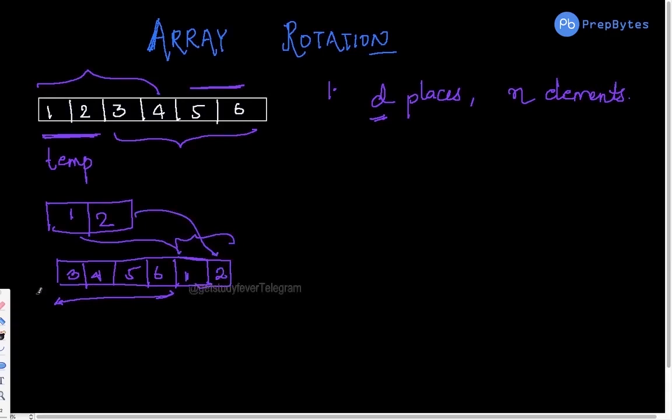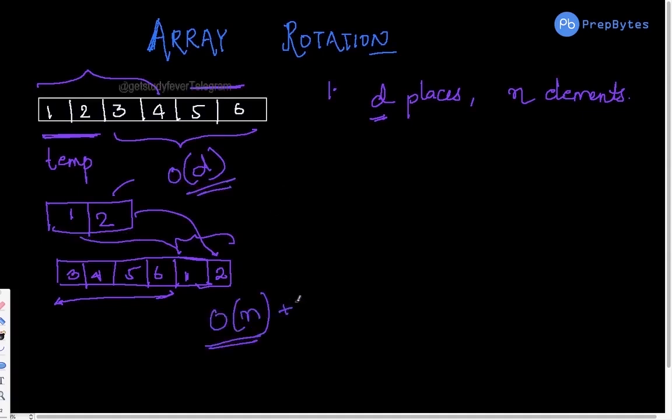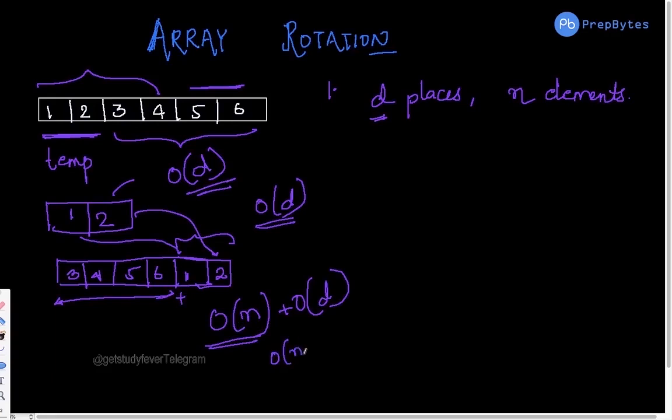So if you see in this particular case, what will be the time complexity and what will be the space complexity? So the space complexity, as we can see, is O of d, and time complexity is O of n plus O of d. So what are the operations we are doing? First, we are copying these 2 elements here. So here the time complexity becomes O of d, and then we are shifting these 4 elements plus copying back these elements, which corresponds to O of n. So our time complexity becomes O of n plus O of d, right? And the space complexity is also O of d.